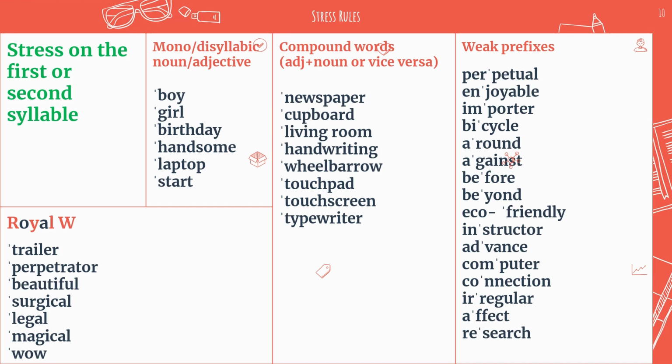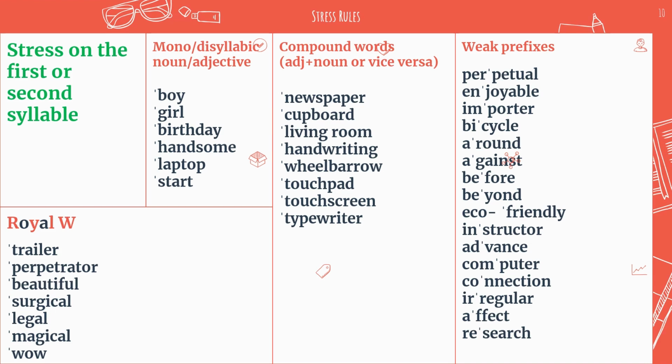Next, enjoyable. Here, in is a weak prefix. Next, important. Here, im is a kind of weak prefix. Then, bicycle. Again, by here is weak. Next, around and against. Here, a is a weak kind of prefix.